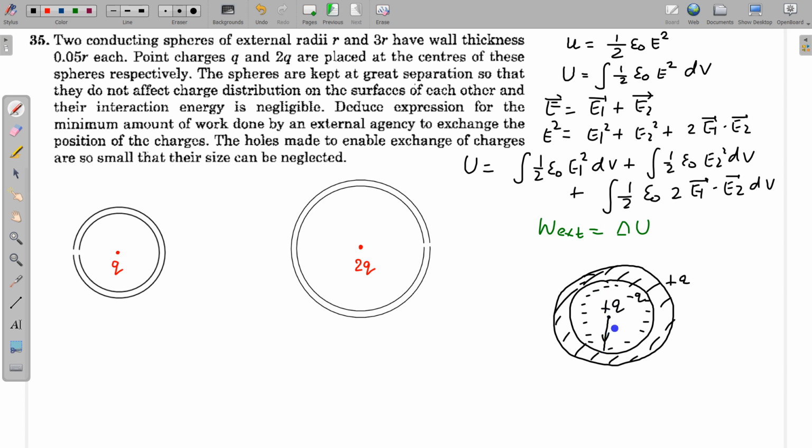These electric field lines are radial inside this cavity, and the electric field will be kq divided by r square inside the cavity. In the portion where the material is, the electric field will be 0. So the electric field is 0 in the material of this conductor. And again at the outside points, the electric field is again kq by r square. We can see using Gauss law, the electric field is kq by r square.